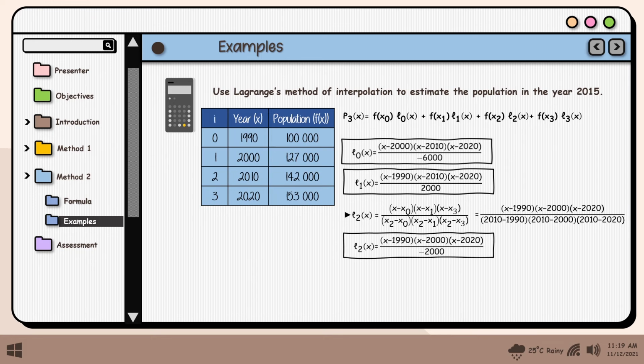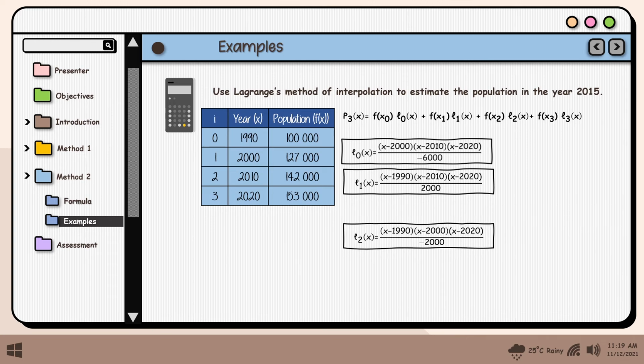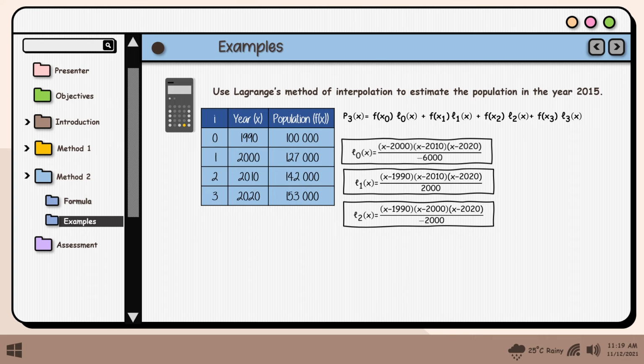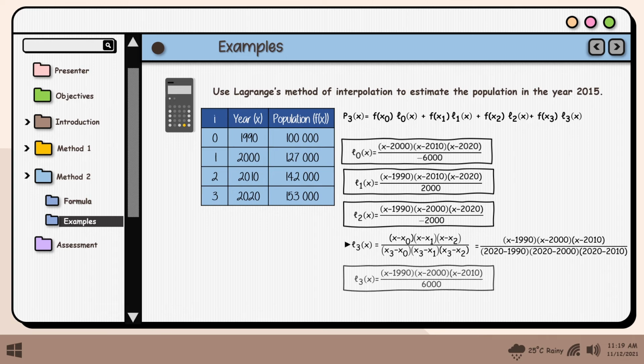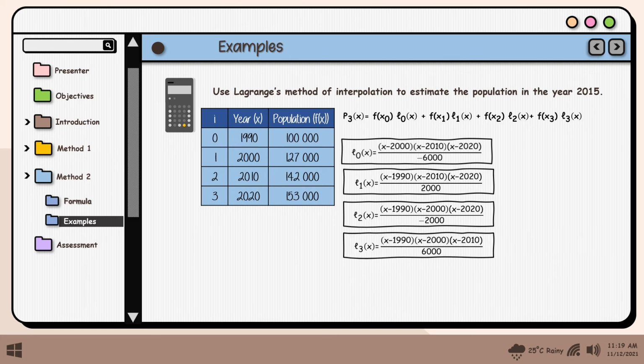We have our L sub 2 of x is equal to x minus 1990 multiplied to x minus 2000 multiplied to x minus 2020 all over minus 2000. Here goes our L sub 3 of x. Substituting the values given from the problem, we have our L sub 3 of x is equal to x minus 1990 multiplied to x minus 2000 multiplied to x minus 2010 all over 6000.